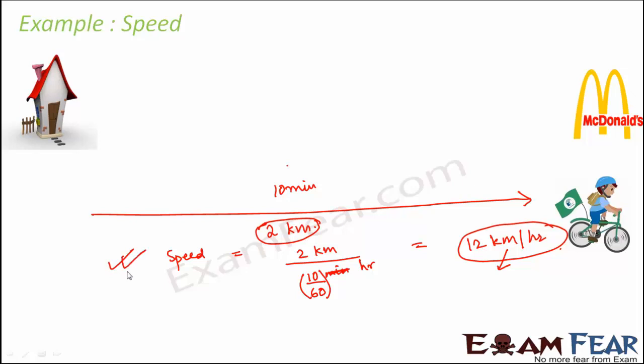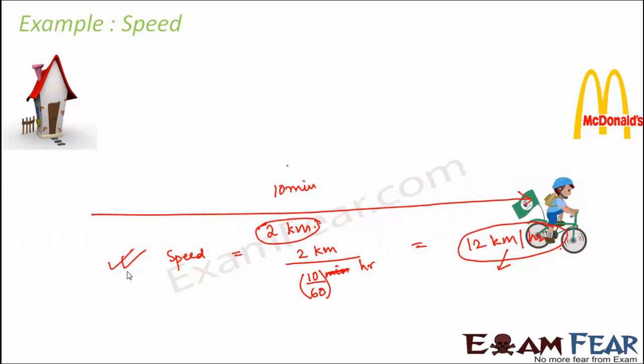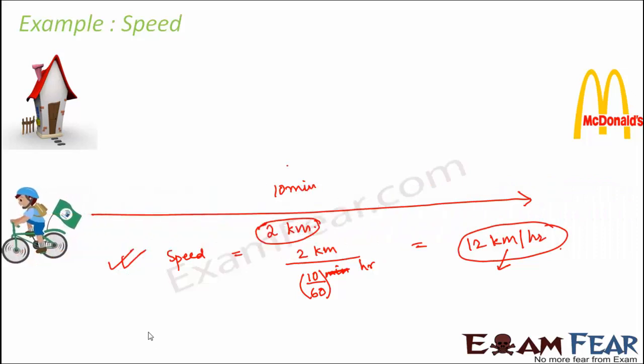Now similarly, let's say that the boy also comes back from the McDonald's. Let's take another example where the boy travels from his house to the McDonald's and then immediately comes back from McDonald's to his house. What would be the total distance? Let's say the total distance of going and coming back would be 4 kilometers, correct? And let's say that the total time that he took was 30 minutes.